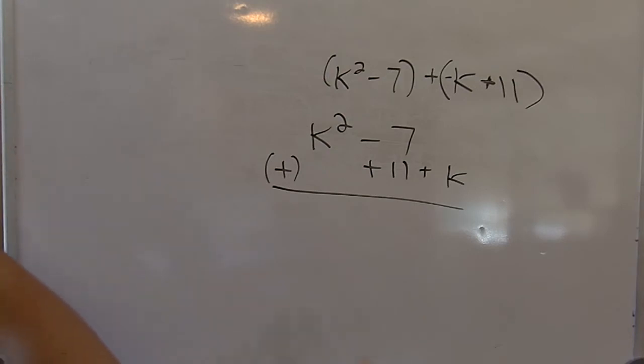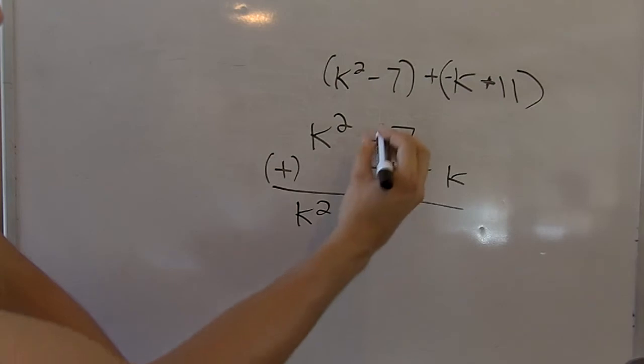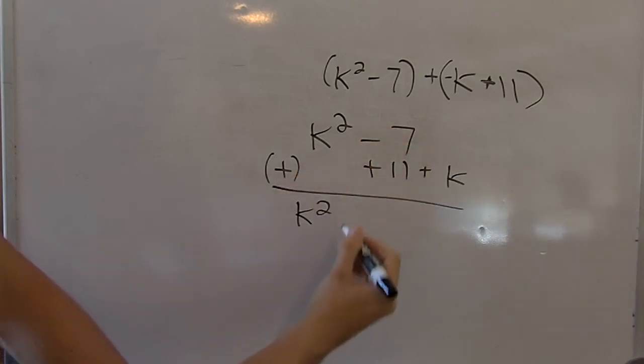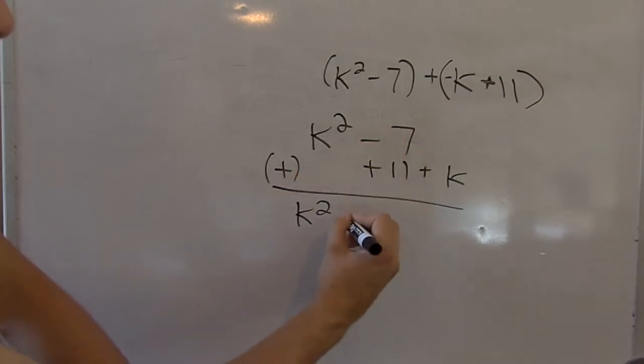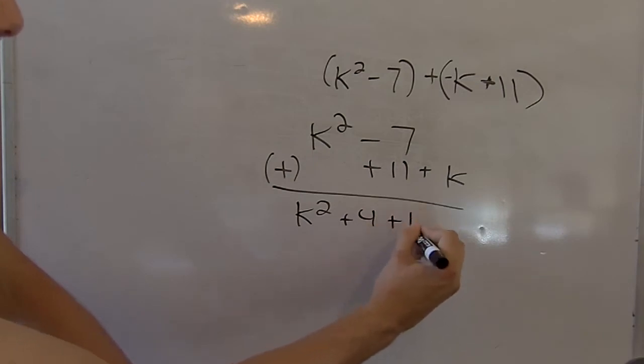And what we're going to do is we have nothing to add to k squared, and we take negative 7 plus positive 11. We're going to get positive 4 plus k.